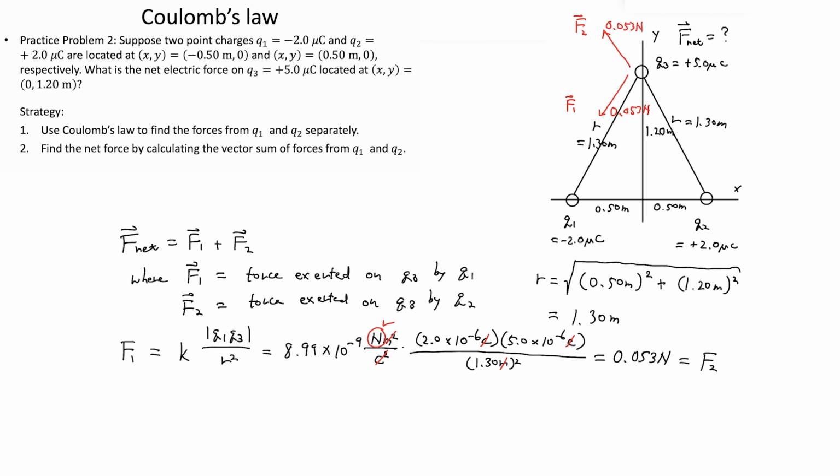To find the net force, we need to add them as vectors. From the symmetry of the system, we can tell that F1 and F2 have the same x components, but their y components are opposite of each other. So when we add F1 and F2 as vectors, we find that the net force has no y component and points to the left.